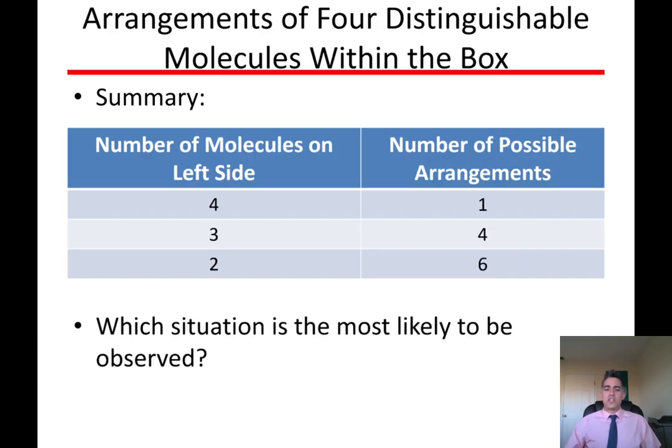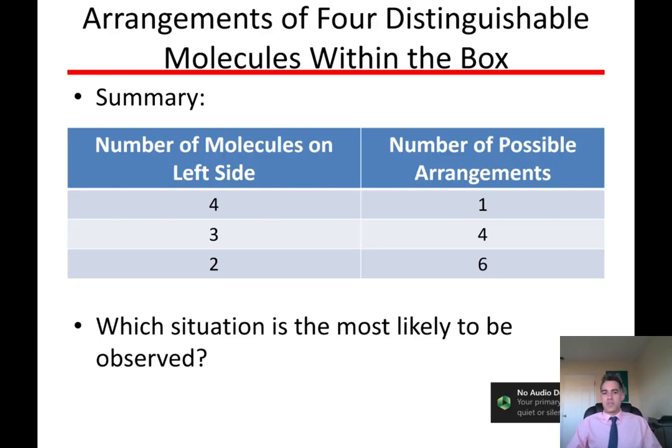Let's think about which of these situations is the most likely to be observed. We would expect that it's more likely to observe the situation where you have 2 molecules on the left side and 2 on the right side because there are more ways that you can arrange the molecules that way. There are more possibilities. You have a better chance of observing that, right? You have 6 times the chance of having the molecules equally distributed versus having all 4 on the left-hand side of the container.